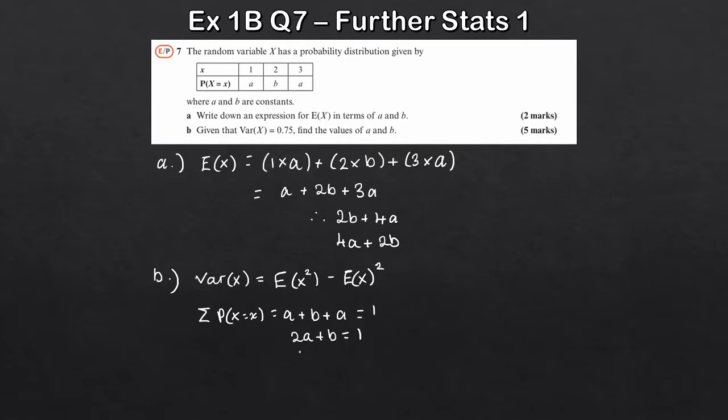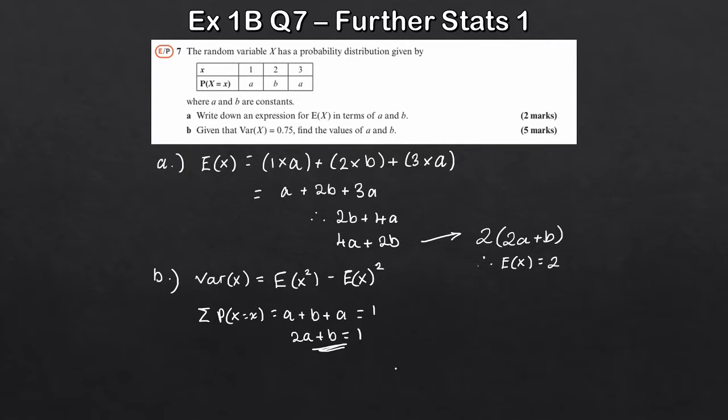Notice we can actually form a connection here between the mean, the expectation of x, and the total of the probabilities. Because 4a plus 2b, well, you can factorise this. This would be 2 lots of 2a plus b. But we know 2a plus b is 1 from this line of work. So 2 times 1 is 2. So what we know is that E of x is equal to 2.